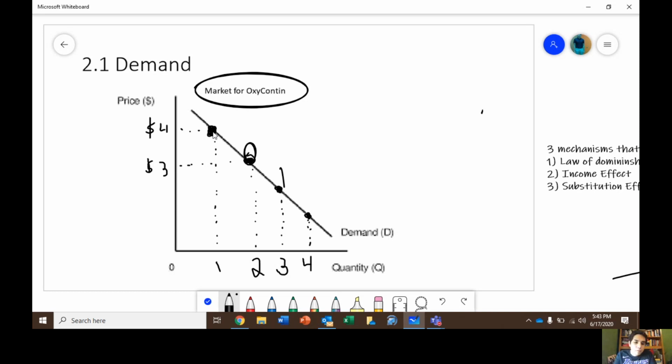So at $4 for one tablet, we might see people switch to heroin or fentanyl, which are much more potent.